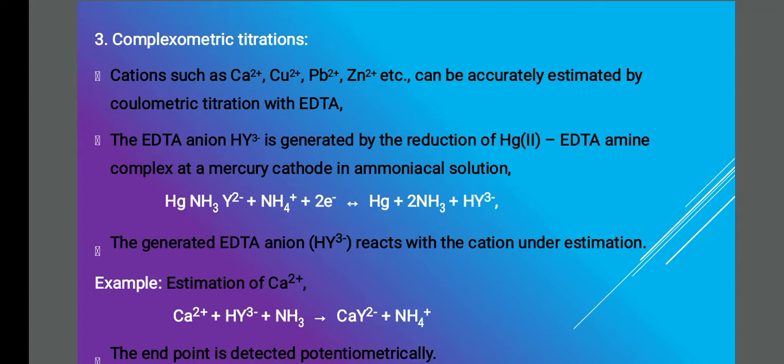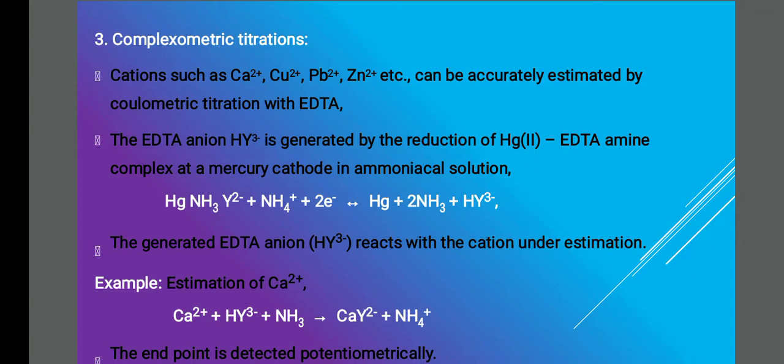The HY3- ion will react with whichever cation we want to estimate. Using that we can detect the end point potentiometrically. Is it okay? I'll say the reaction here. For example, in the estimation of calcium: Ca2+ plus HY3- plus ammonia gives CaY2- plus NH4+, and the end point is determined potentiometrically.